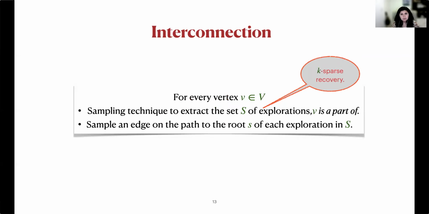To solve this problem, this is what we do. For every vertex V in V, we use a sampling technique which helps us extract the set S of explorations that V is a part of. Once we have extracted the set S, then for every vertex V in V, we sample an edge on the path to the root S of every exploration that V is a part of.